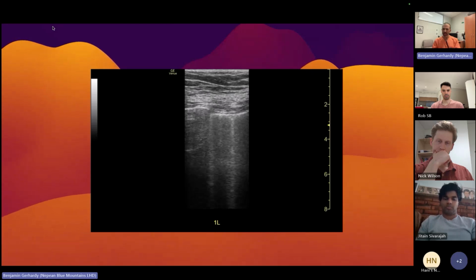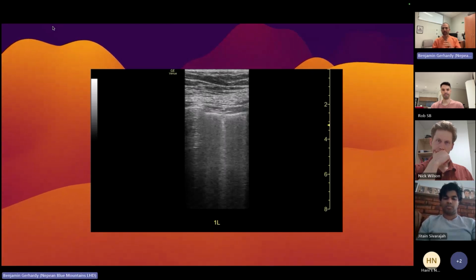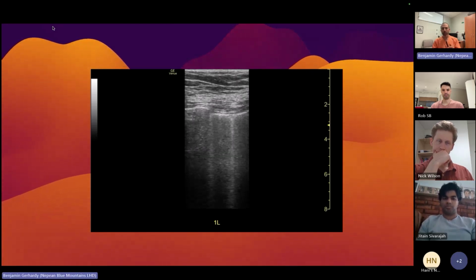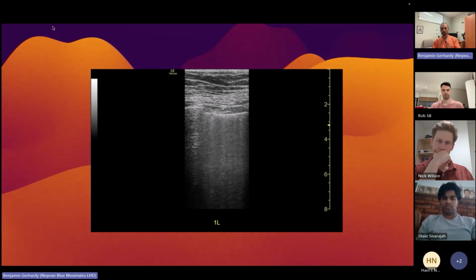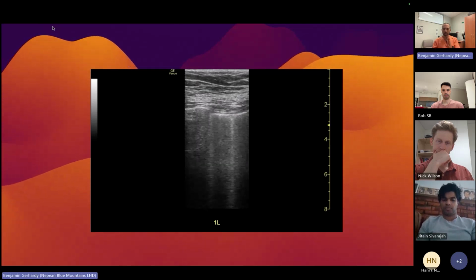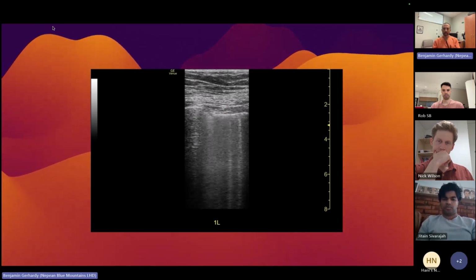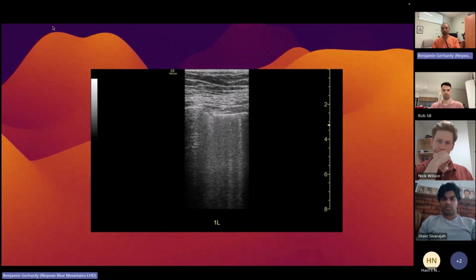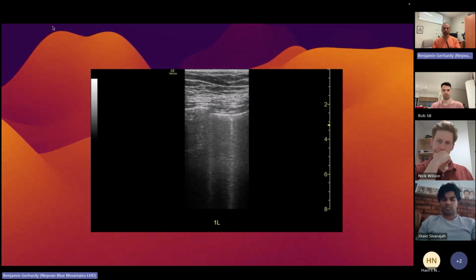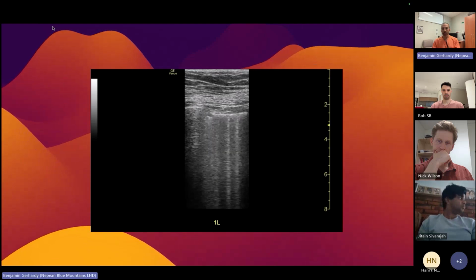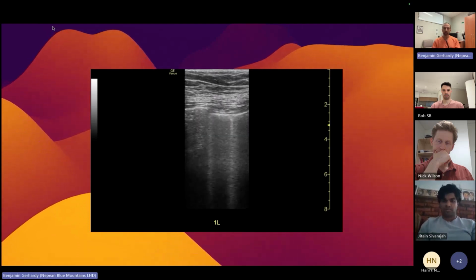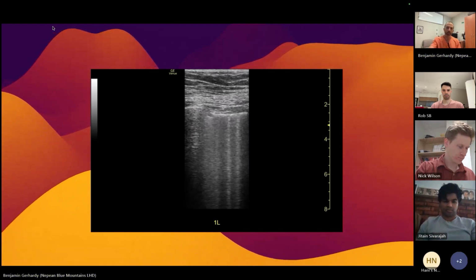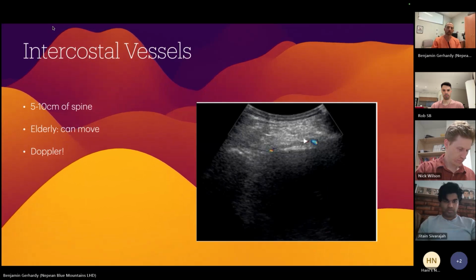Make sense? Like I said before, picking pneumothorax is really hard unless you've got a sign like this where it's just lung, lung, lung, and then stops. And that's lung point. That's the most specific thing to look for. And if you find it, happy days. If you can't find it, but you're still suspicious of pneumothorax, much harder.